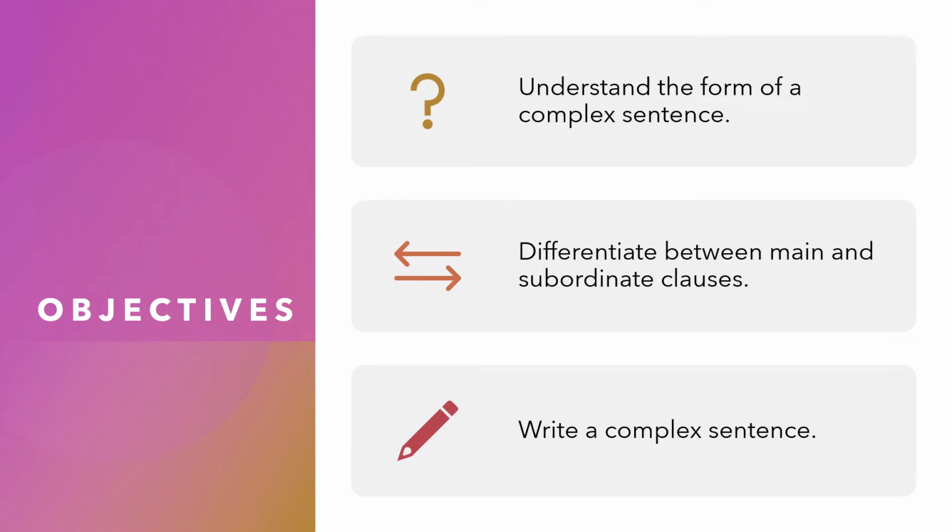So the objectives of this lesson: first, to understand the form of a complex sentence. How is it structured? Secondly, you should be able to differentiate between main and subordinate clauses. And finally, we will write a complex sentence, or complex sentences to be more precise.